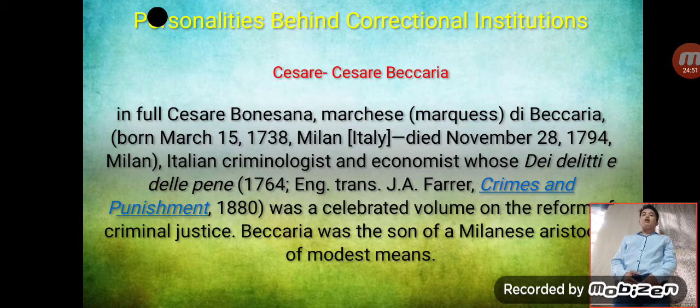So he was reserved and somewhat taciturn in his social contacts, but placed great value on his personal and family relationships, and at the age of 8, he was sent to the Jesuit school in Parma. Beccaria later described the education he received there as fanatical and stifling to the development of human feelings. So, next slide.